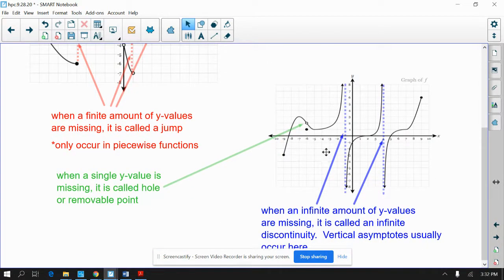So here's another graph. This is the original graph you saw from the last slide. When there's only one single y value missing from the graph, making it discontinuous, then it's called a hole or a removable point. But when there are an infinite amount of y values to get from one section of the graph to another, that's a vertical asymptote.